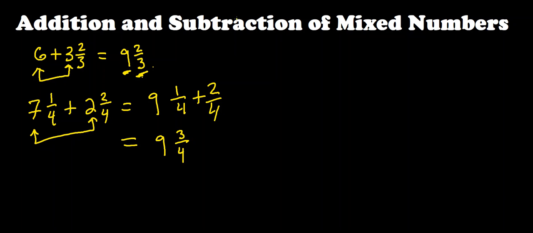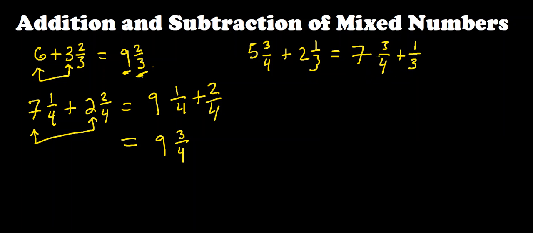So let's move on to another problem. So let's say we had 5 and 3 over 4 plus 2 and 1 over 3. So how would we do this problem? Same thing. We add the whole numbers first. So 5 and 2 gives us 7. And then we have to add the fractions. So 3 over 4 plus 1 over 3.